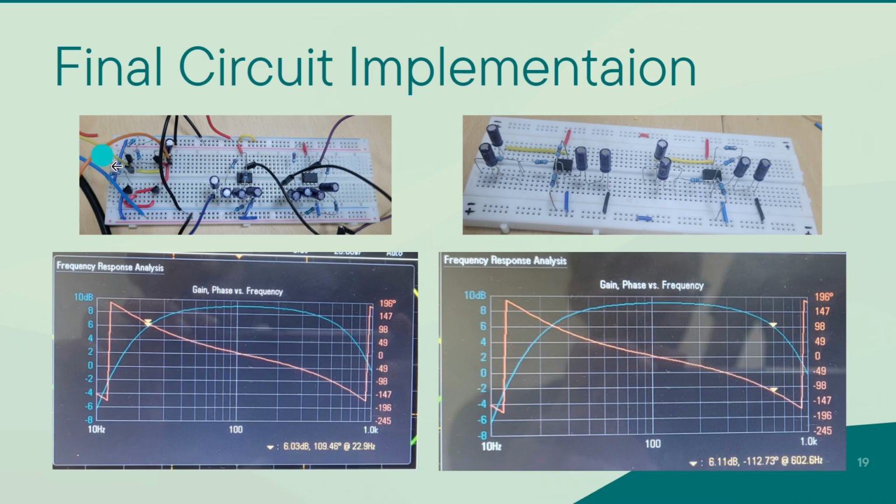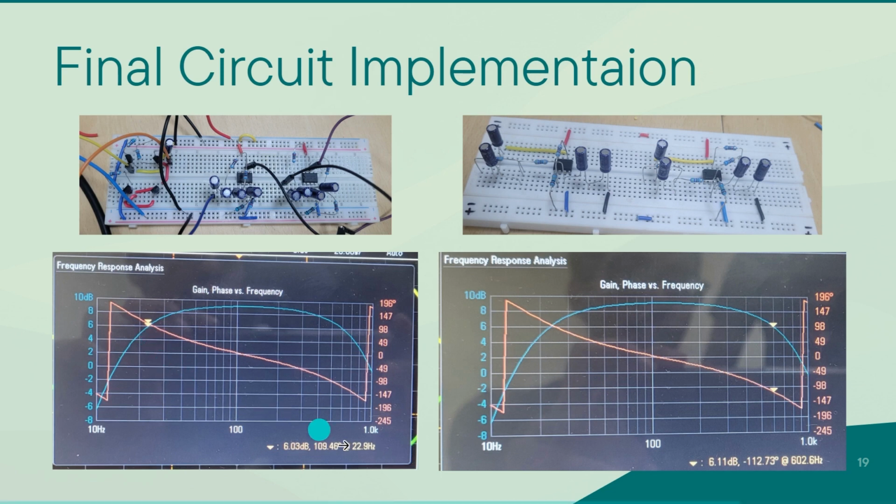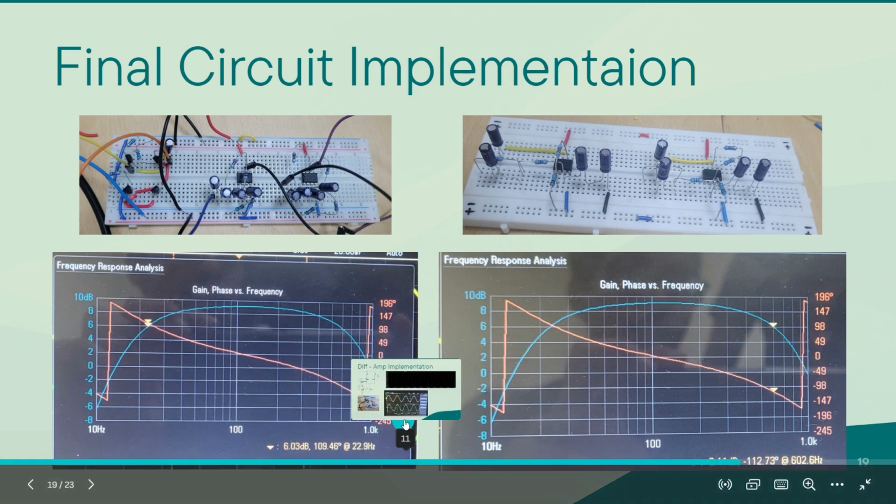When we gave the input to the differential amplifier, we took the output from the other end of this low pass filter, and then we calculated this frequency response analysis. We can see that our lower threshold is 22.9, which is near about 20 hertz, and the upper threshold is around 602 hertz, which is around 600 hertz.